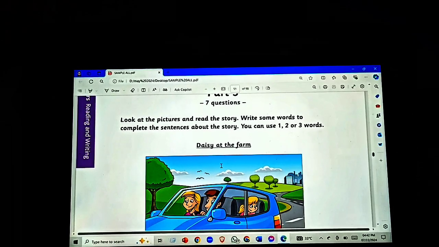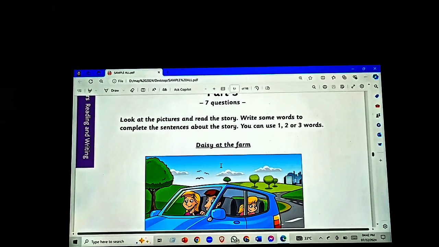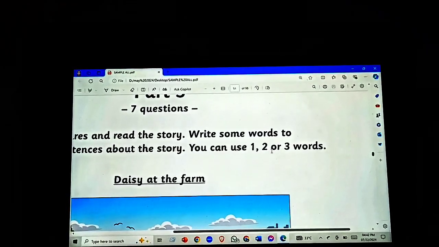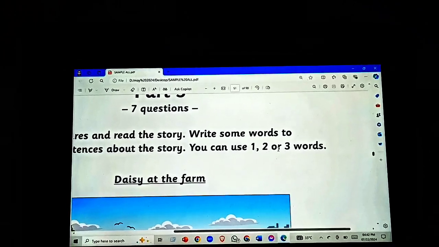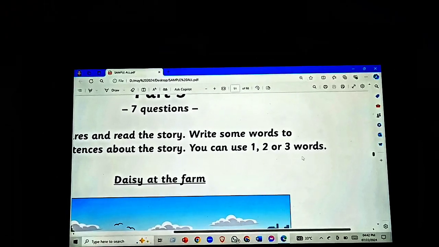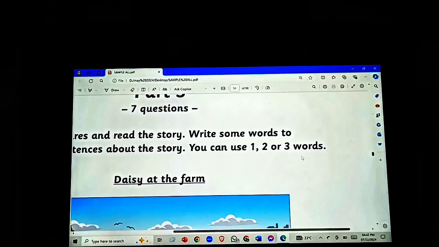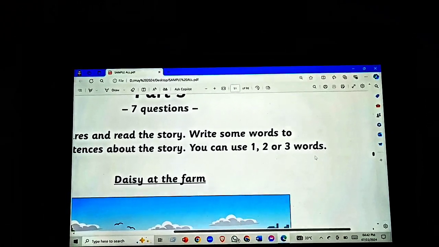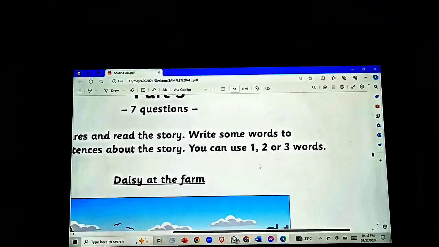Write some words to complete the sentence about the story. You can use 1, 2, or 3 words. Now this is important. You can see they have given instructions, and that is, you can use 1, 2, or 3 words. That means you cannot use more than 3 words. You have to remember that you cannot use more than 3 words. If you use 4 words, this will be called a wrong answer. So you have to use 1 or 2 or maximum 3 words.